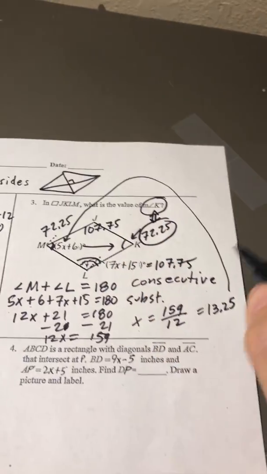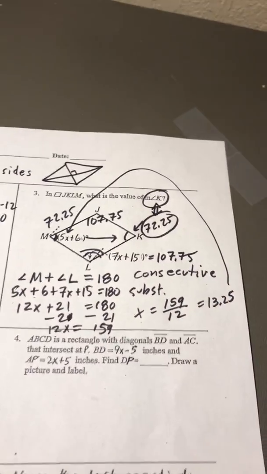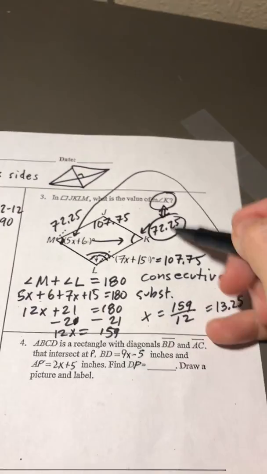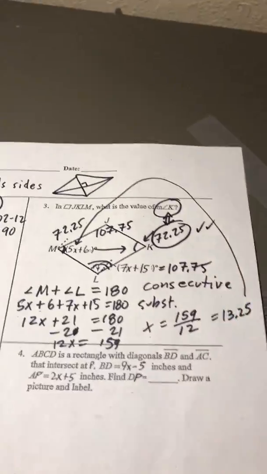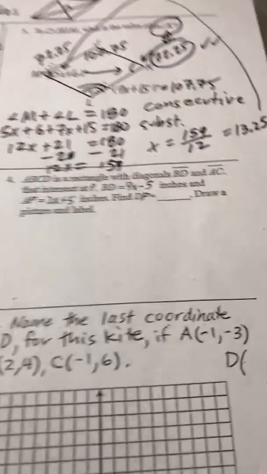107.75. So as I'm thinking about this, I just want to make sure that these two do add up to 180. So if I add them up, yep, these two add up to 180. So I'm feeling extra sure. There we go. Okay. So question 4.